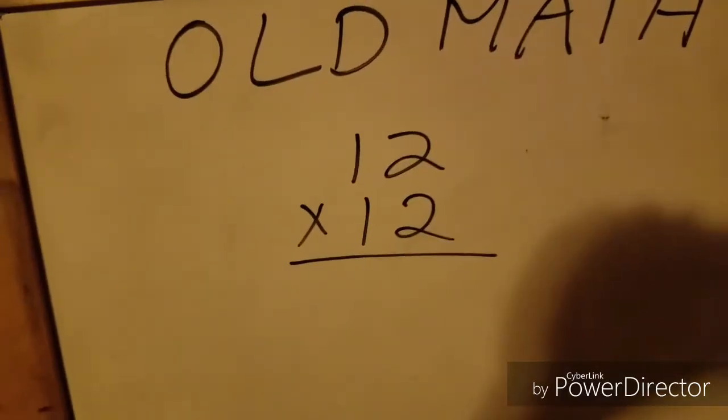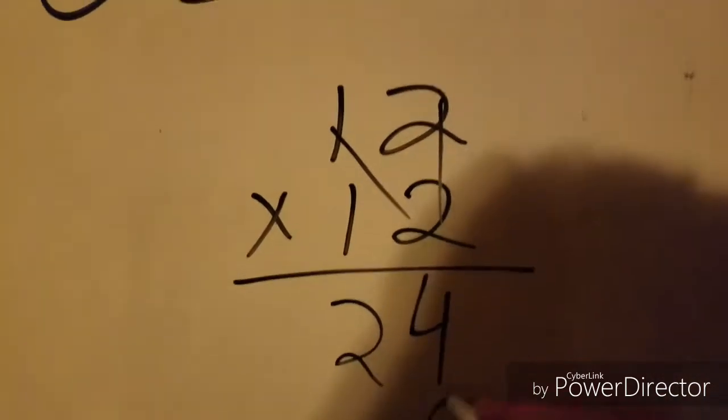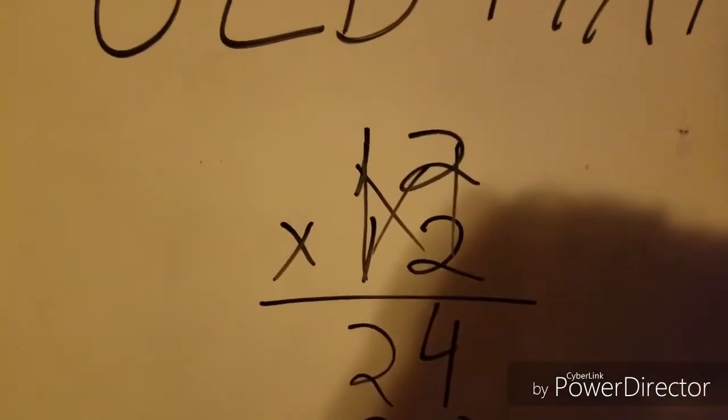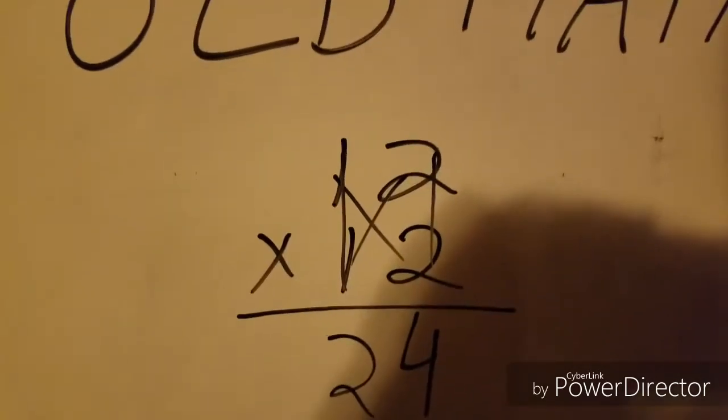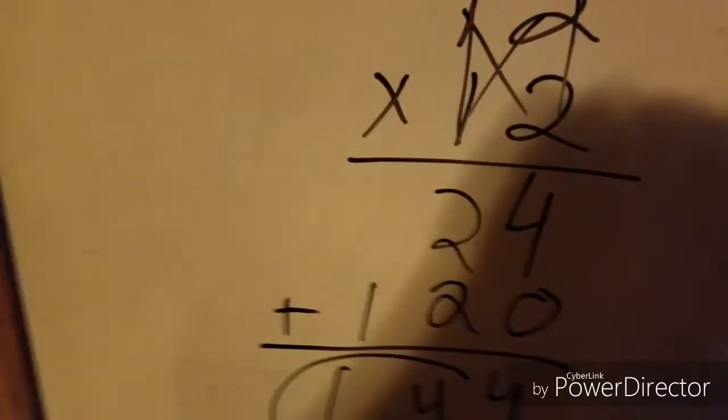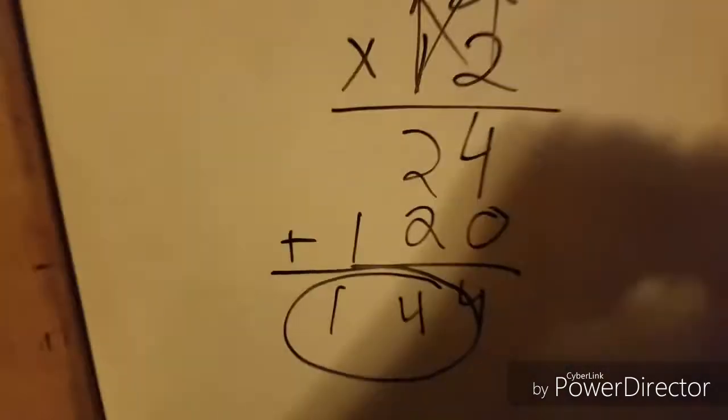Let me show you the old way for multiplication. 2 times 2 equals 4. 1 times 2 equals 2. Add the 0. 2 times 1 equals 2. And 1 times 1 equals 1. So 4, 4, and 1. That took me about 5 seconds.